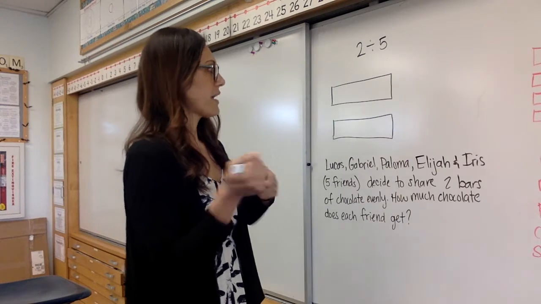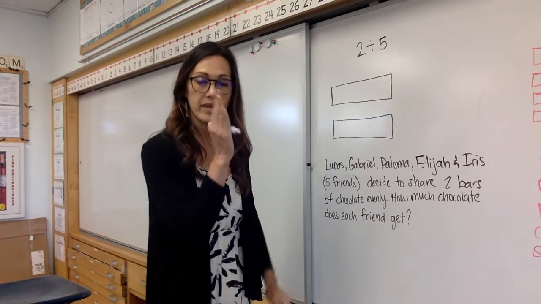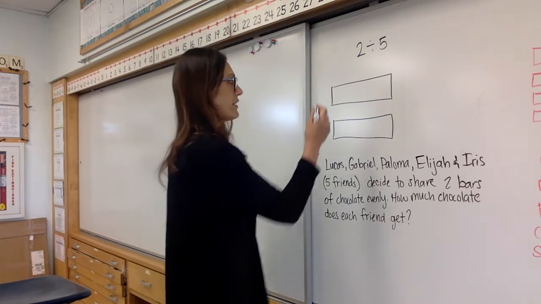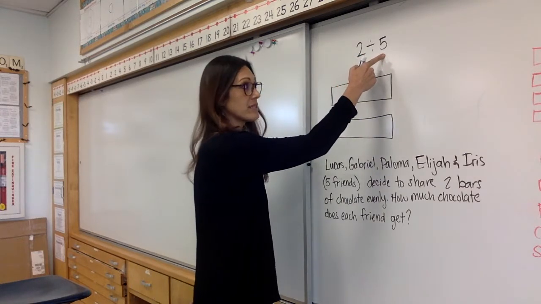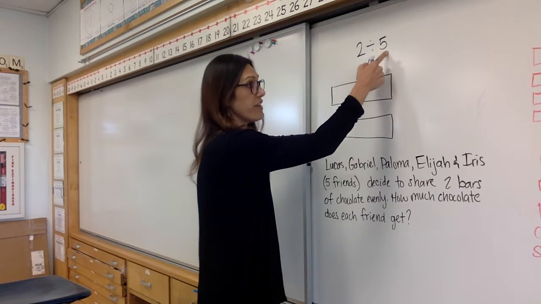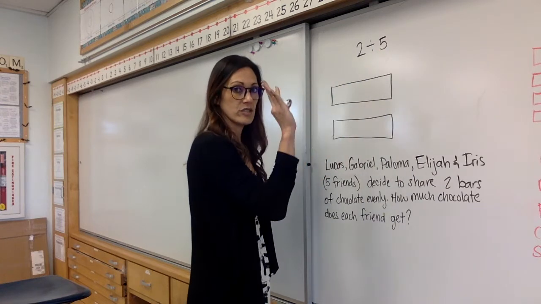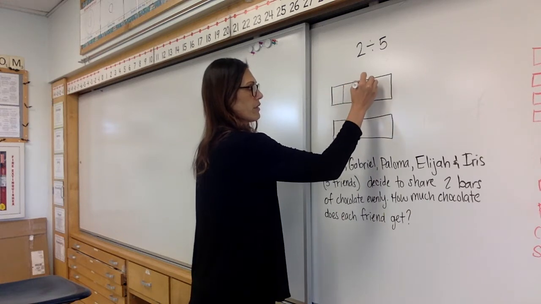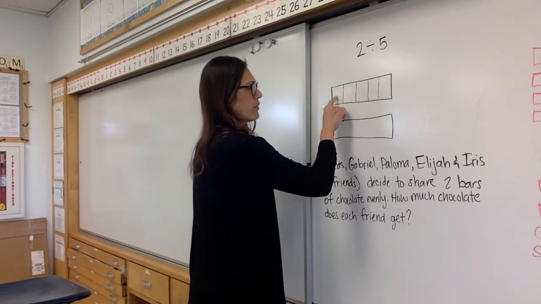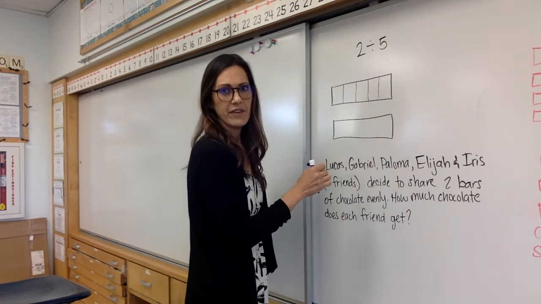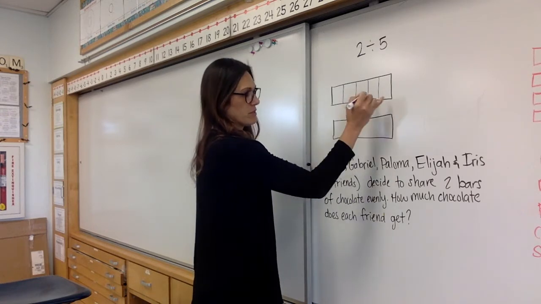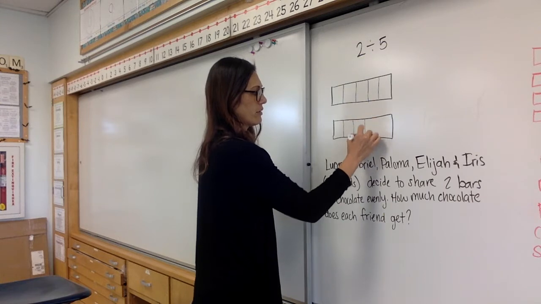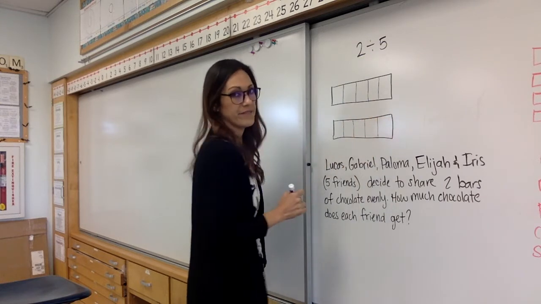So I'm going to take the 2 bars of chocolate and cut them into fifths so I can share them with the 5 friends. Remember, when I'm cutting something into fifths, I'm going to make 1 less line, so 4 lines. 1, 2, 3, 4. So I have 1, 2, 3, 4, 5. I divided this chocolate bar by 5, and I'm going to do the same down here. 1, 2, 3, 4, 5.